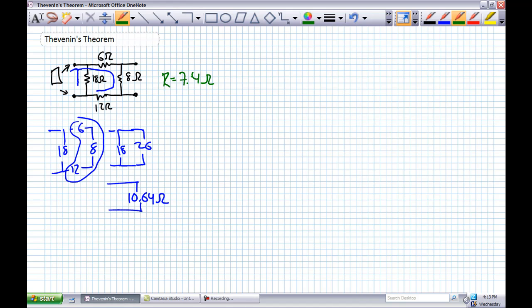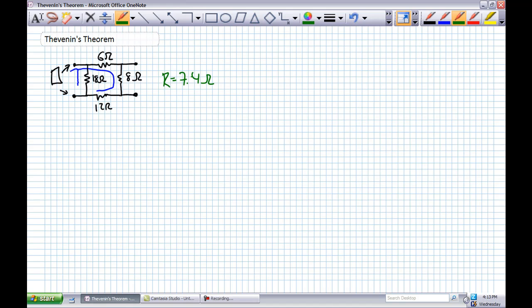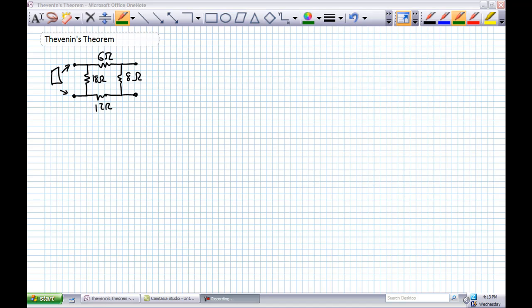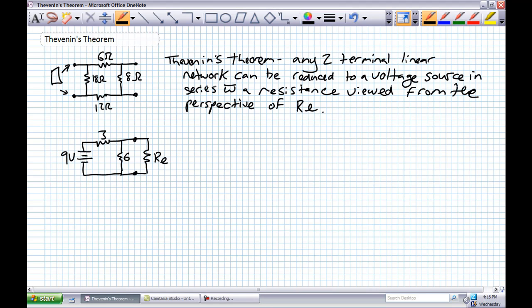Okay, so that's what Thevenin's theorem is. You're going to be using perspective to do analysis of Thevenin's theorem. Thevenin's theorem is a really great simplification tool. What that tool does is basically state that any linear two-terminal network can be reduced to a voltage source in series with a resistance, viewed from the perspective of RL. So I'm going to go ahead and write that out. Okay, there's the verbiage of what I just discussed.